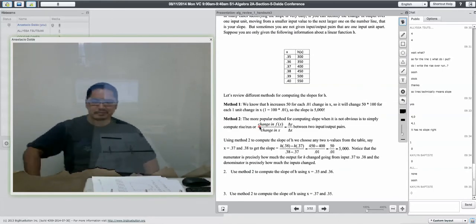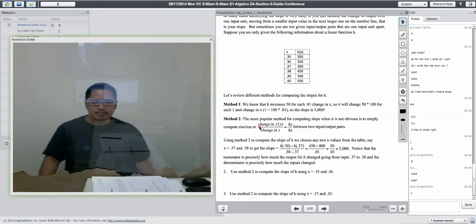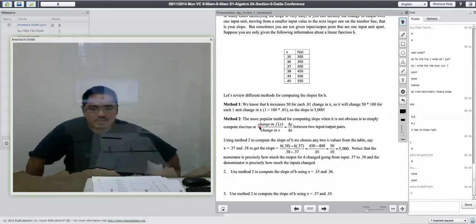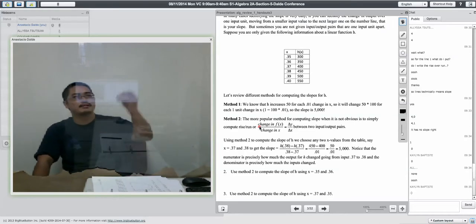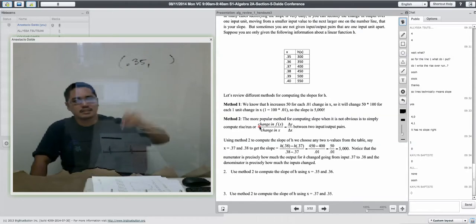Use method 2 to determine... Oh, I see what they're doing. Let's use method 2 to compute the slope between x equals 0.35 and 0.36. Okay, so what are our 2 points? We have 0.35 for x, and that corresponds with a y value of what?